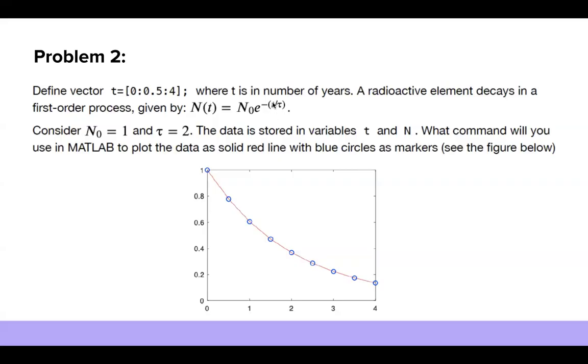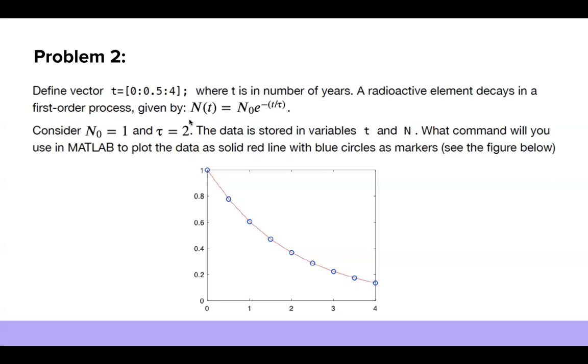So now here the only unknown is t, and that t is also given to you. So you get n as a function of t. Rest everything is known, n0 is known, tau is known. So basically, you have to first calculate what is n, and then you have to plot it. How do you plot it? You have to plot it like this. It has to be a solid red line with blue markers, circle markers.